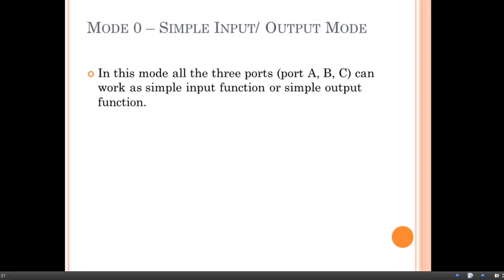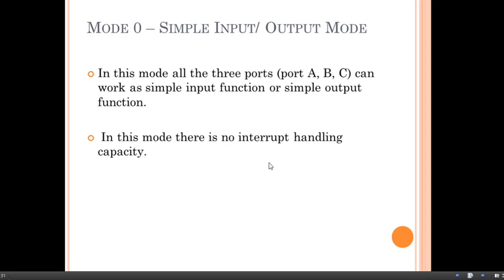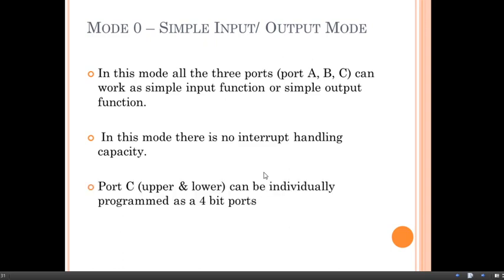In this mode all the three ports, that is port A, port B and port C, can work as simple input function or simple output function. In this mode there is no interrupt handling capacity. Port C can be individually programmed as a 4-bit ports.